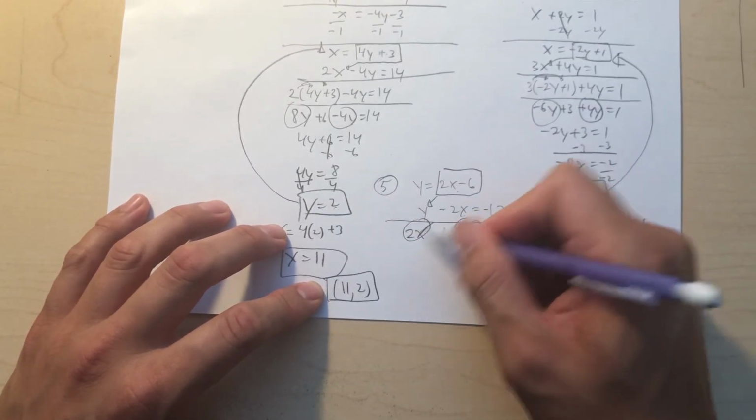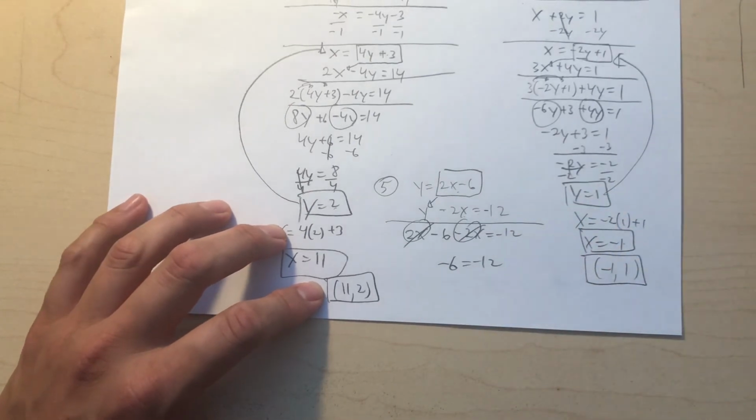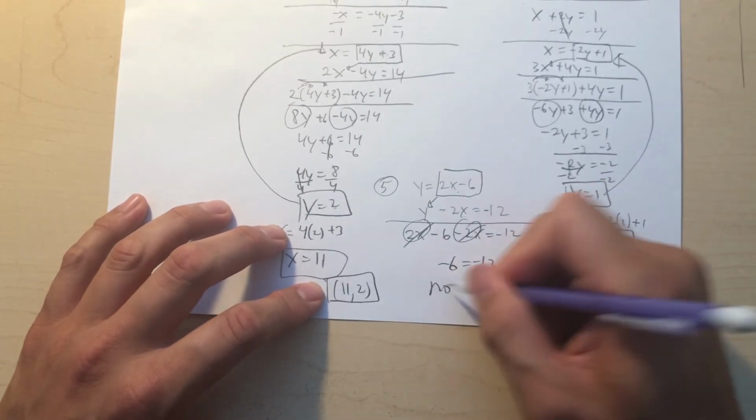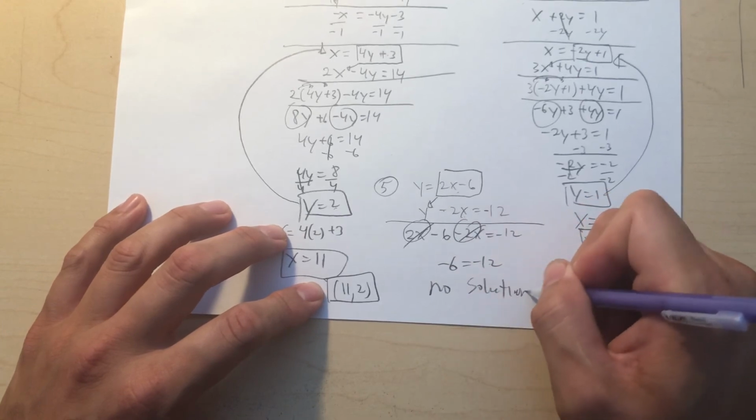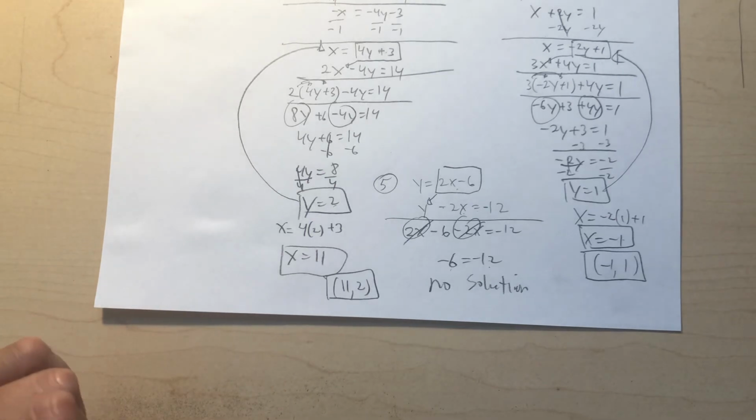And these two cancel out. You get negative 6 is equal to negative 12. Remember, when all the variables cancel and the numbers are not the same, that is no solution. If the numbers are the same, that's infinite solutions. All right? And we'll do the second part right now.